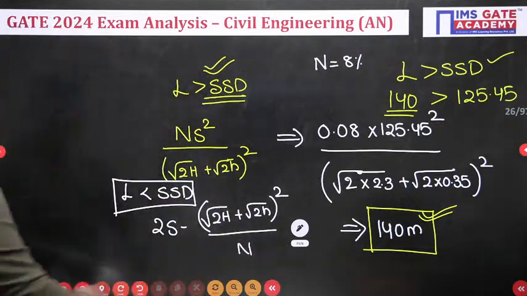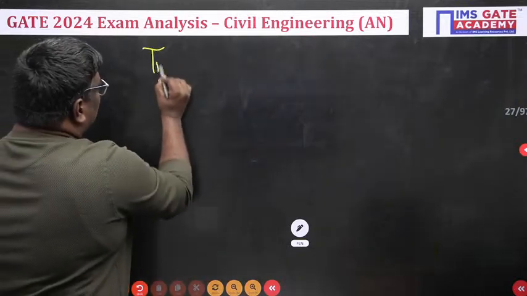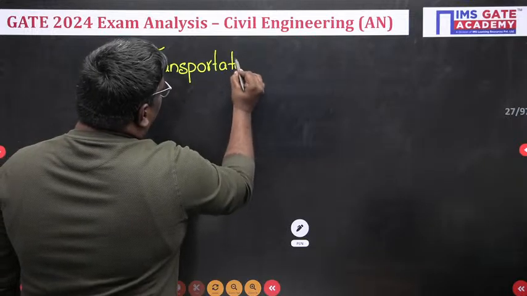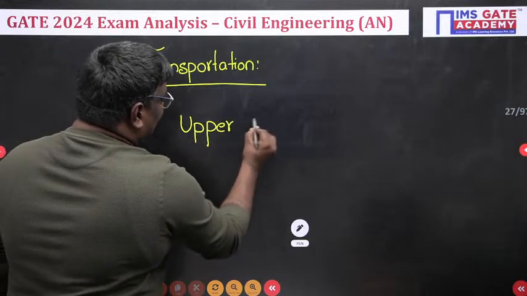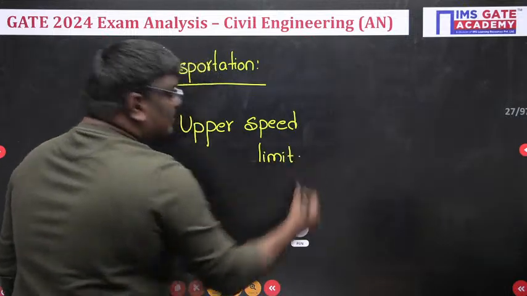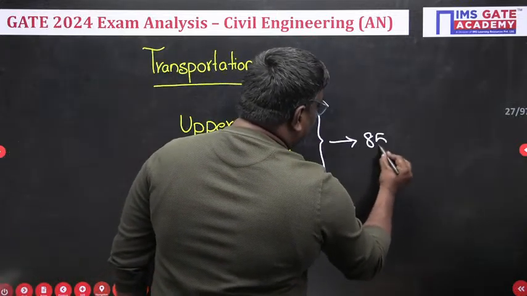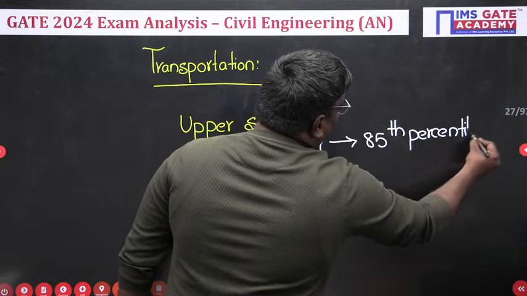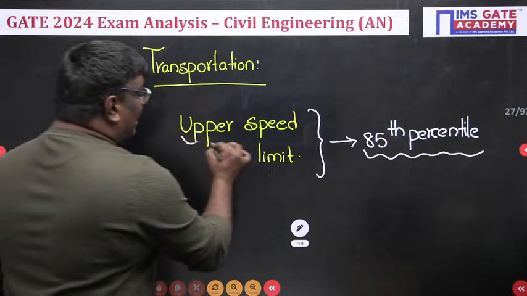Now, see, students, they have asked one more question in transportation. What is the upper speed limit? I told you in offline class, online class, everywhere: whenever they ask you upper speed limit, it is nothing but the 85th percentile speed. So we have to consider the 85th percentile to calculate that value. If you calculate the 85th percentile, definitely you will have the upper speed limit.